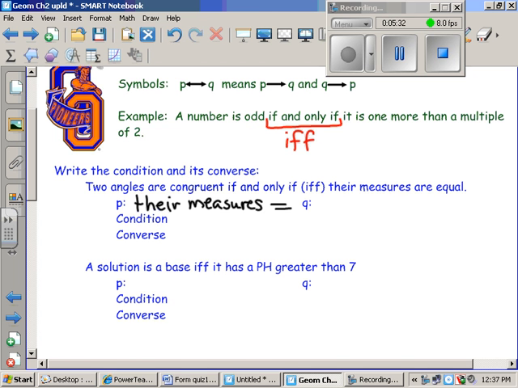What Brittany just said is exactly right. She picked their measures are equal to be the hypothesis, but couldn't you also have picked two angles are congruent to be the hypothesis? Because it's a biconditional, it doesn't matter. But once you pick it, then what's the conclusion for this one? Yeah, it has to be that two angles are congruent.